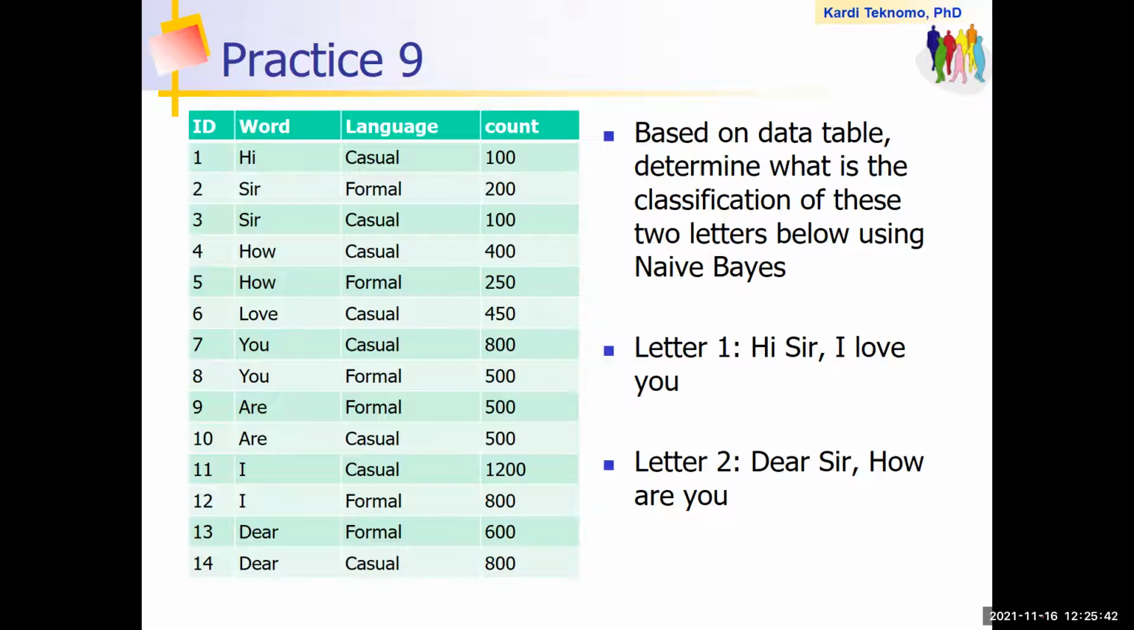Whether it is casual or formal, for each word, you already have it. And then these are the counts that you already have. So the question is, based on this table, can you calculate letter one and letter two? What is the classification?